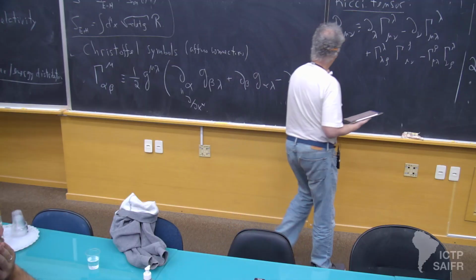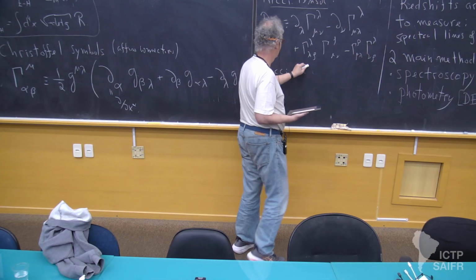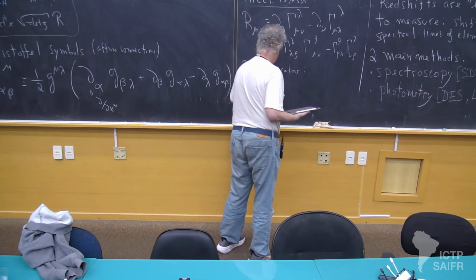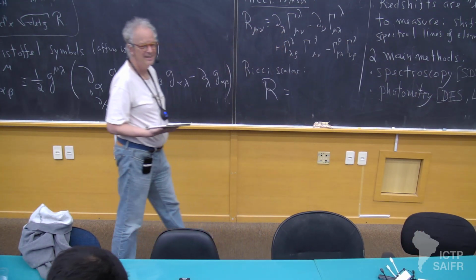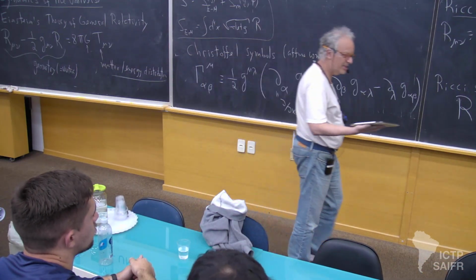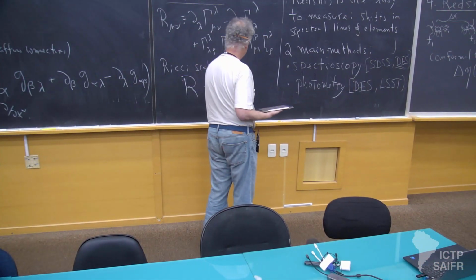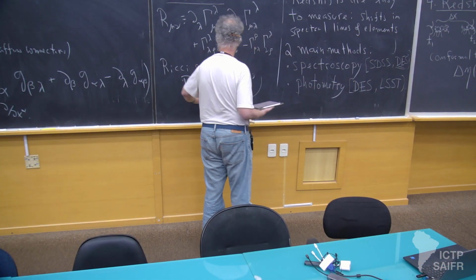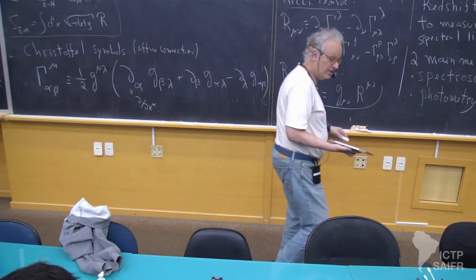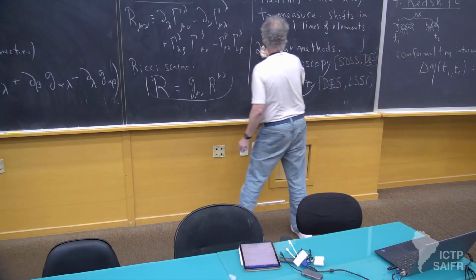And guess what the Ricci scalar is? Now you can guess. Yeah, it's the contraction of the Ricci tensor with the metric. That's all there is to it. So these ingredients fix the left-hand side of Einstein's equation.